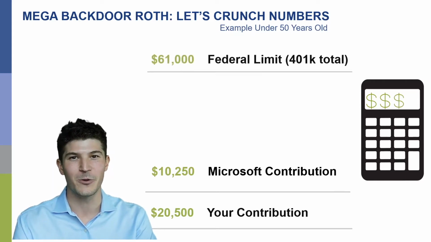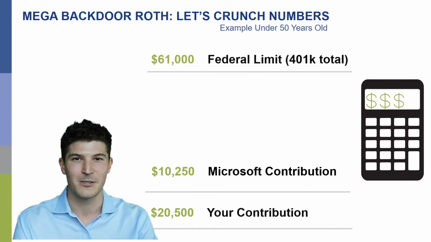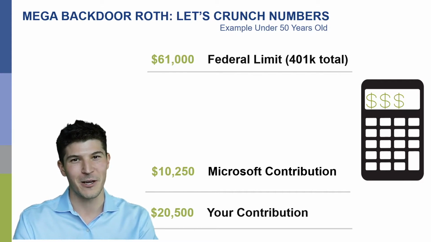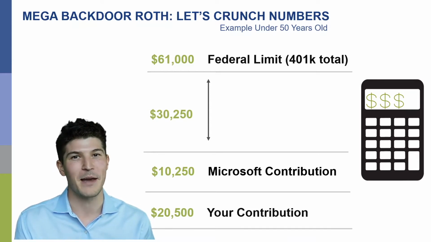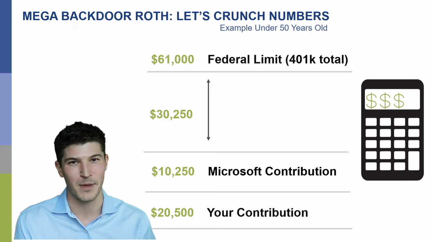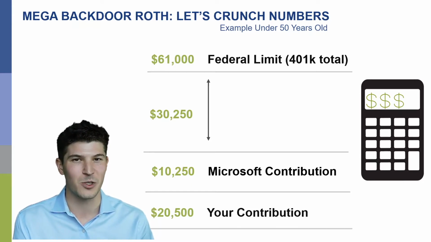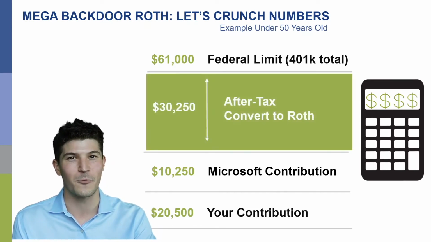We then have the new IRS limit for 2022 at $61,000. So for those of you who have been taking advantage of the Mega Backdoor, you already know this information, but the increase to the IRS limit has also increased the amount you can contribute on an after-tax basis. So within the Microsoft 401k, you can contribute $30,250 on an after-tax basis and convert that to Roth within the 401k.